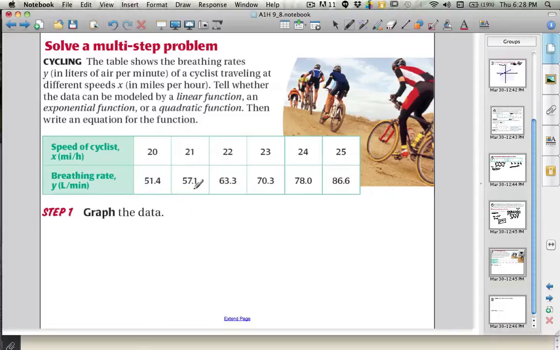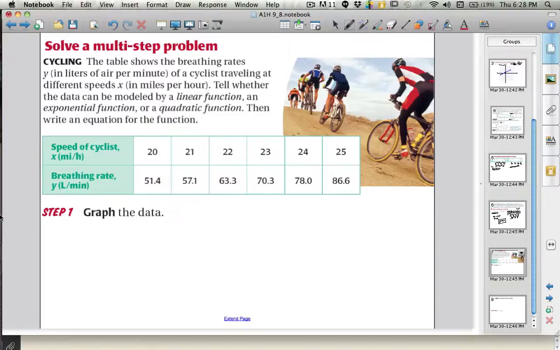So if I look at 57.1 minus 51.4, well, that's 5.7. And 63.3 minus 57.1, that's 6.2. So we're not getting a common difference here.